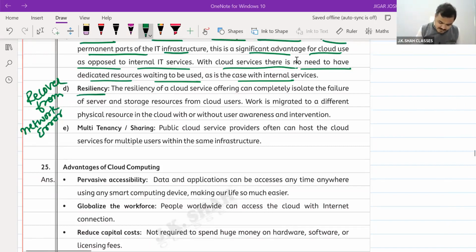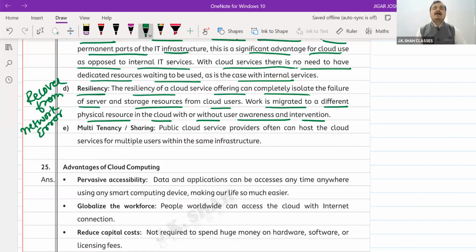Okay, sir. The resiliency of cloud service can completely isolate the failure of a server. It means if there is a failure of a server, let it be. Our service will not be disturbed. Our service will be continuously provided. Storage resources from the cloud: work is migrated to different physical resources in the cloud, with or without the awareness and intervention of the user.